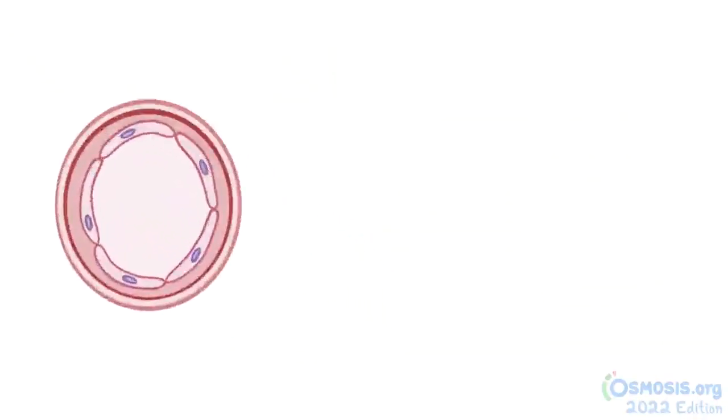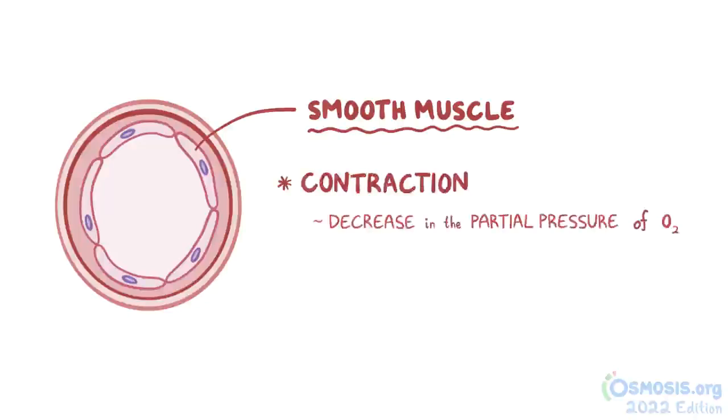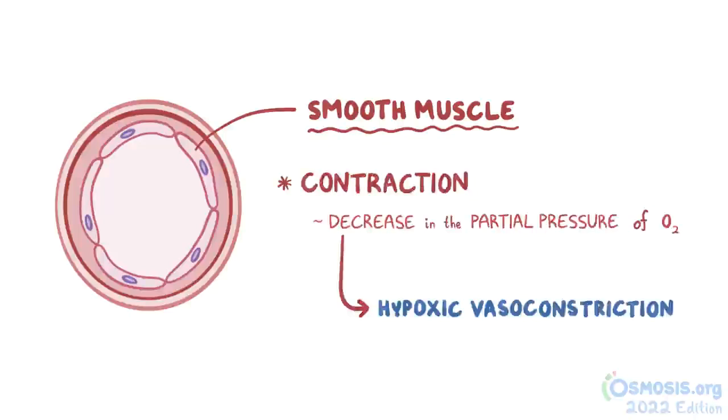Vasoconstriction and vasodilation are controlled by the smooth muscle that wraps around the arterioles. A trigger for smooth muscle contraction is a decrease in the partial pressure of oxygen within the alveoli, which is called hypoxic vasoconstriction. Typically, the partial pressure of oxygen is 100 millimeters of mercury.